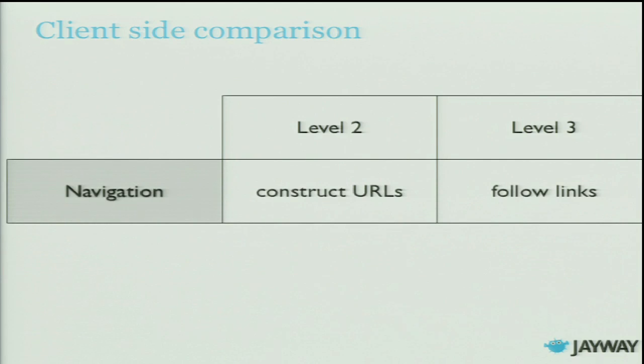So what about navigation? At the level 2 application, the client needs to know how to build the URIs. So the URIs are really, really important for the clients. It needs to construct them somehow, using maybe some parameters or some other rules. But in level 3, you just follow the links. The links are available there, and you just follow them.